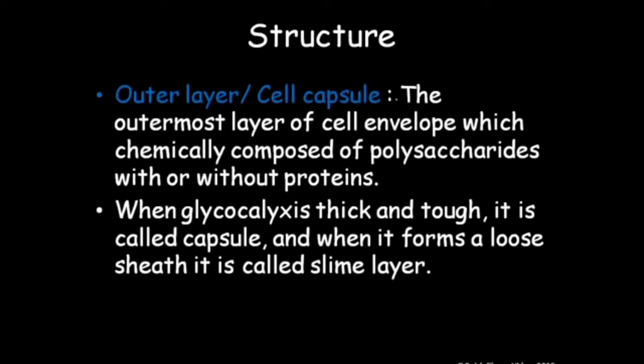The outermost layer of the cell envelope is chemically composed of polysaccharides, with or without protein, so it might or might not contain protein. The glycocalyx is thick and tough, and it is called the capsule. Otherwise it forms a loose sheet-like structure called the slime layer. Some bacteria might have this slime layer, and some might not.